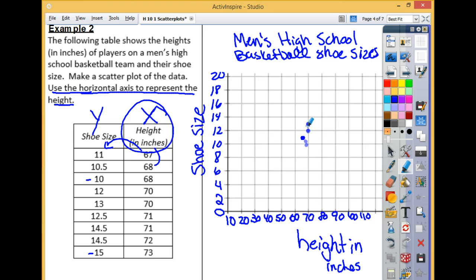71 at 12 and a half. Wow, this is close. And then 71 at 14 and a half. 72 at 14 and a half. And the last one, 73 at 15. About right there. Alrighty, so they all look pretty good.